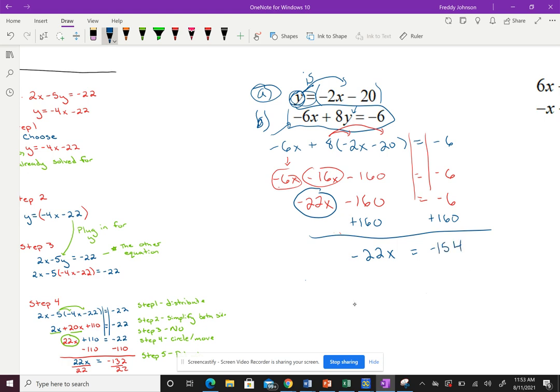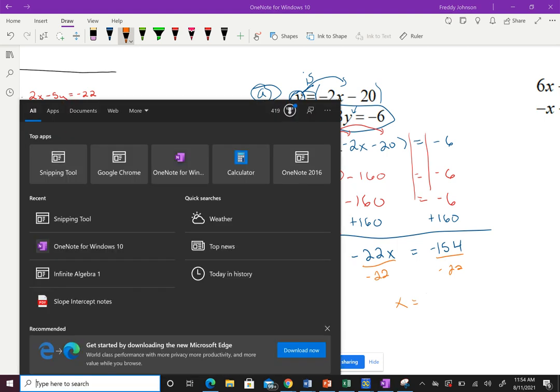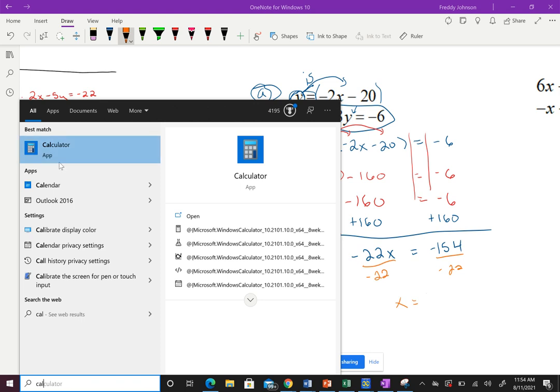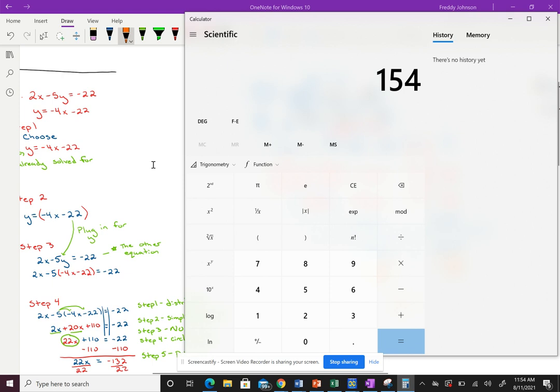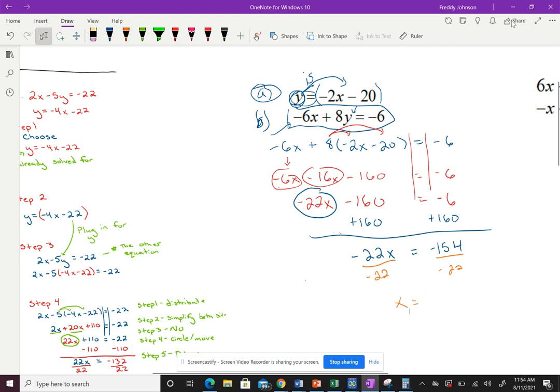And then what I'm going to do is, last but not least, I'm going to detach this by dividing by negative 22. And I get x equals, and we can just type it in. I love calculators, so use calculators anytime you get it. Okay, so we're going to go 154 divided by 22. Right? And I get an answer of 7. Okay. So now what I know is that my x value is 7.